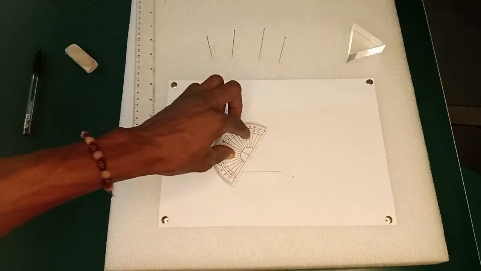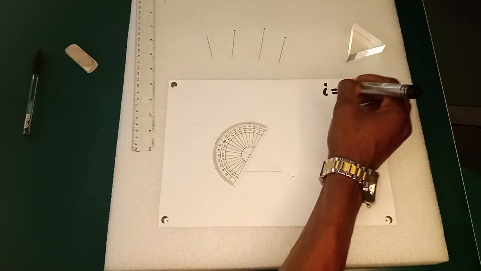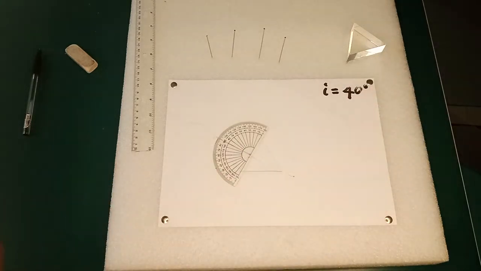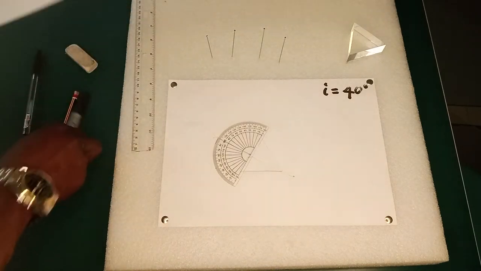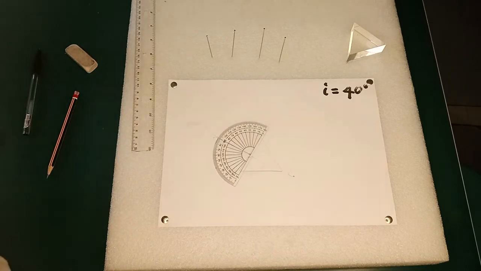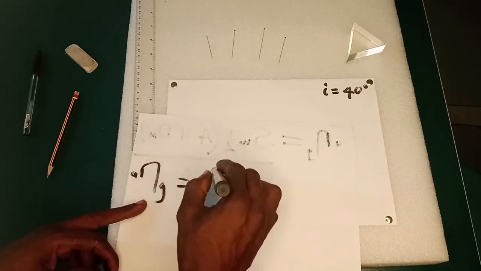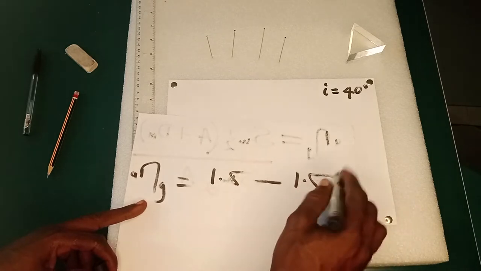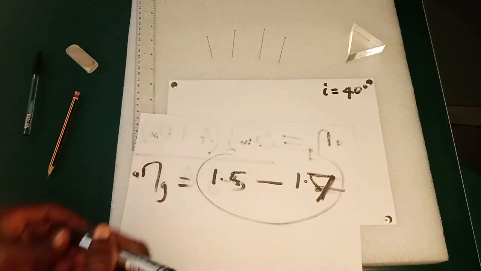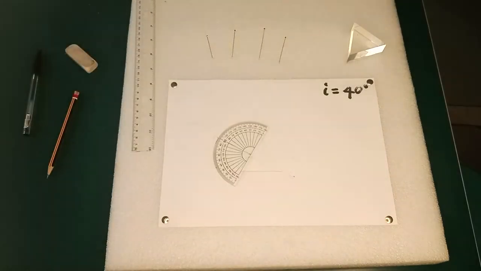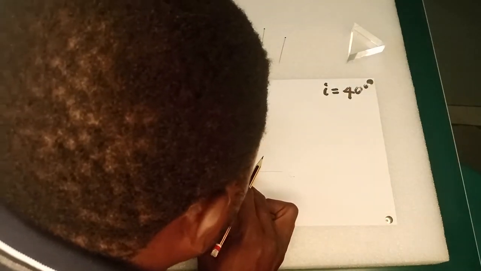Now let's choose any arbitrary incident angle. Let's choose this time our i to be 40 degrees. In the other video, we chose our i to be 30 degrees. Don't forget, as I said in the other video, that the refractive index of a glass medium, that is from air to glass, ranges from 1.5 to 1.7. So if you are running any experiment and you get values that are outside this range, then what you are doing is wrong. Good. So we agree that our angle will be 40 degrees.